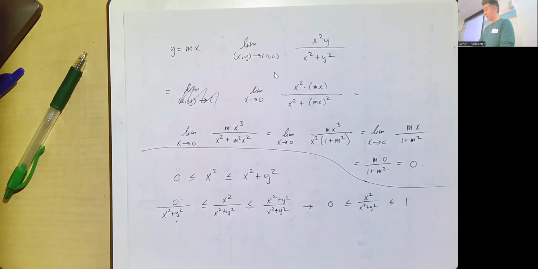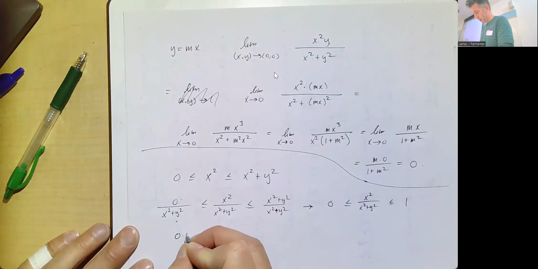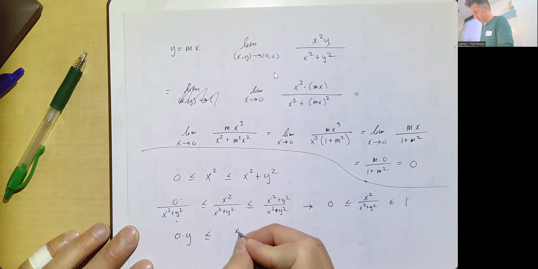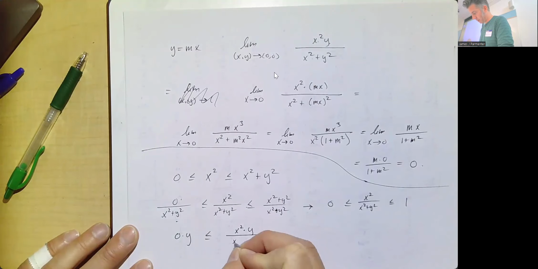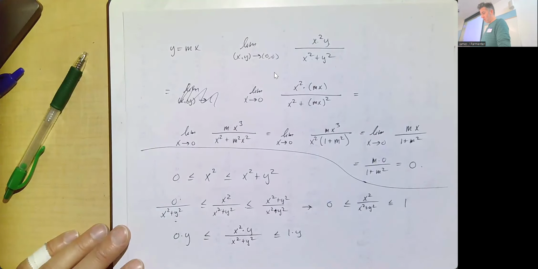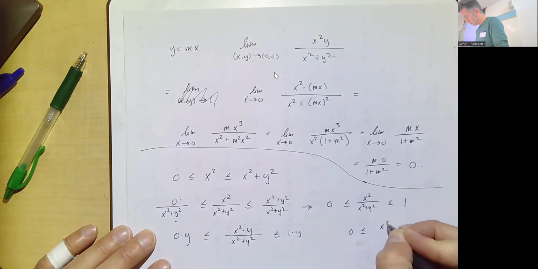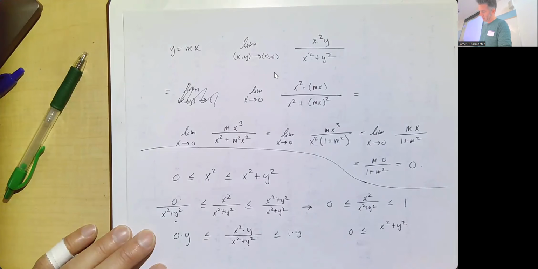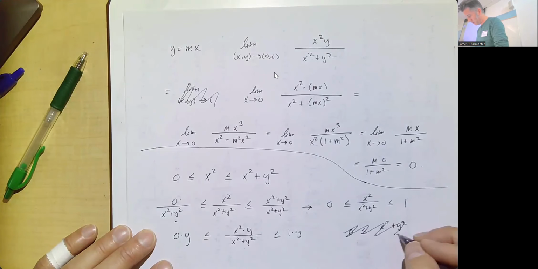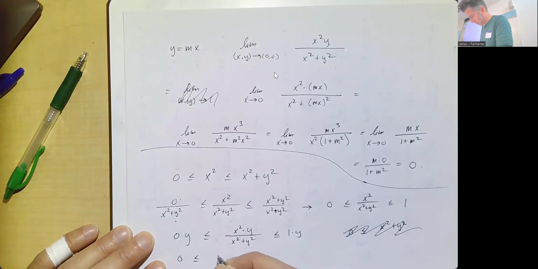Now, we still need to get a y in the numerator, so we multiply everything by y. So 0 times y is less than or equal to x squared times y over x squared plus y squared, less than or equal to 1 times y. Or in other words, 0 is less than or equal to x squared times y over x squared plus y squared, oops, that's supposed to be in the denominator. And that's less than or equal to y.